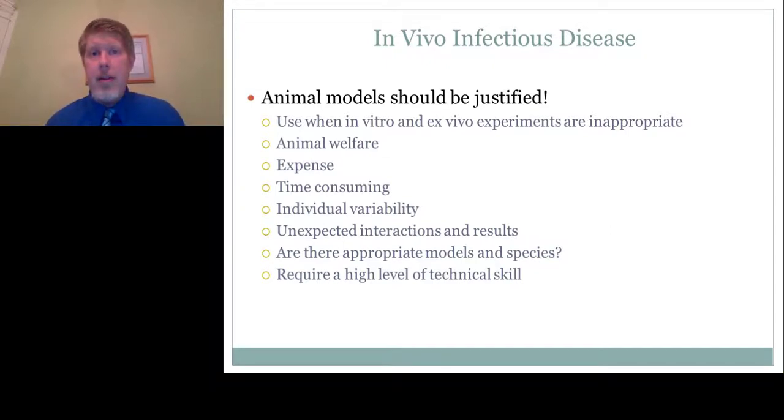On the one hand, that's wonderful, because it's the same in humans, so it better reflects the environment that our therapeutics are going to go into. But on the other hand, it leads to a reduction in predictability along the way, hence the unexpected interactions and results. And also, is there a good animal model? Is there an appropriate species for what we're trying? Are we sure? And then finally, and something I'm going to talk about a fair amount, it requires a surprisingly high level of technical skill.